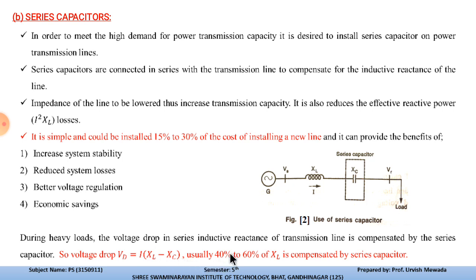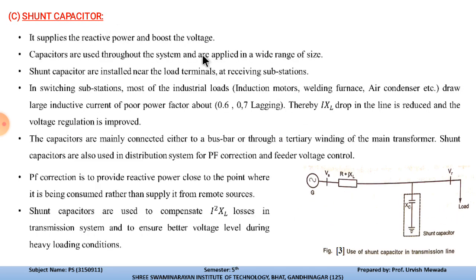Usually 40 to 60% of the XL is compensated by a series capacitor, so that we can increase the efficiency of the transmission line. Say 40 to 60% of the efficiency we can increase of the transmission line by compensating the effect of inductive reactance. So this is the second type of compensation, the series capacitor. Now let us discuss the shunt capacitor.